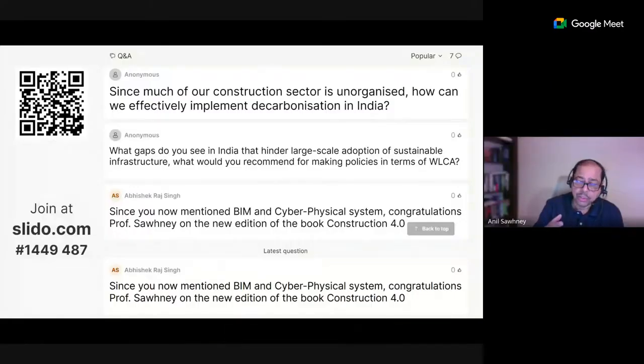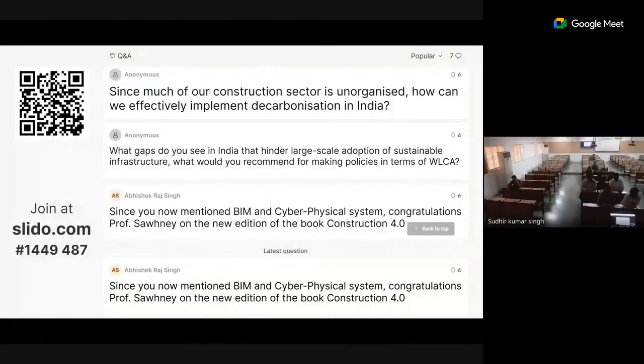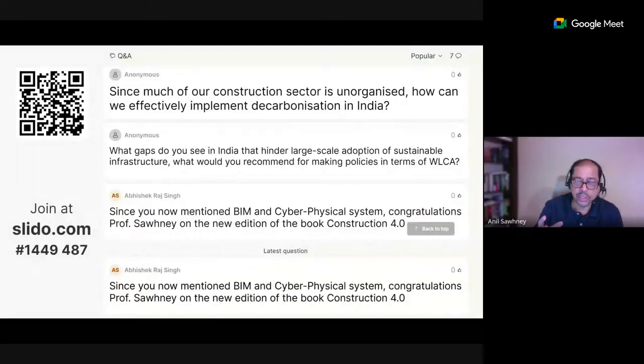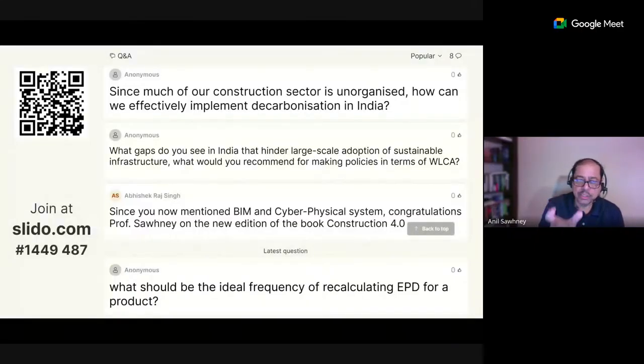So a manufacturer would get the EPDs issued. I think they are good for 3 to 5 years, but it will say when they were issued and until what period they are valid, and you should not be using expired EPDs. It may depend from product to product, but I think typically it will be 3 to 5 years.